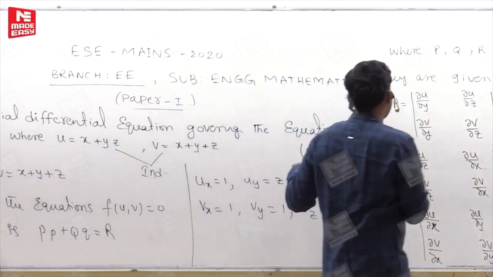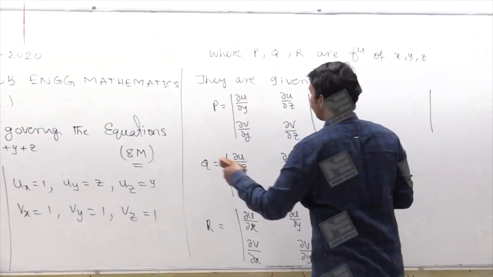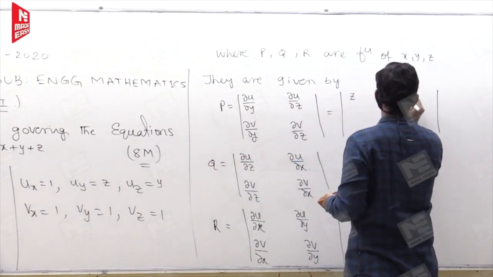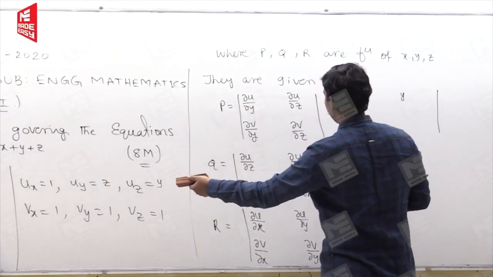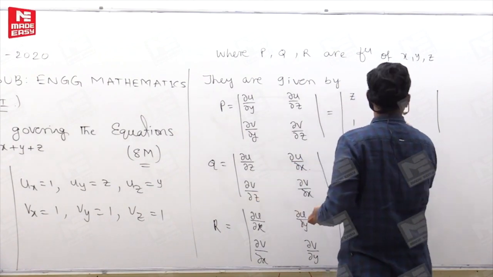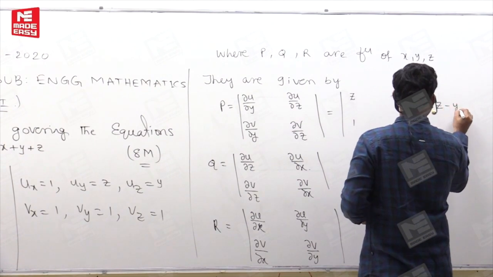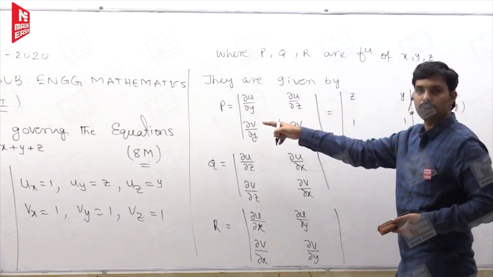Now I simply substitute these things into this. ∂u/∂y is z, ∂u/∂z is y, and the second row is 1, 1. So if you take this determinant, it will give you z minus y, which is equal to P here.